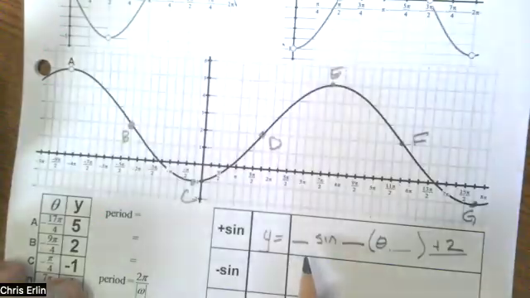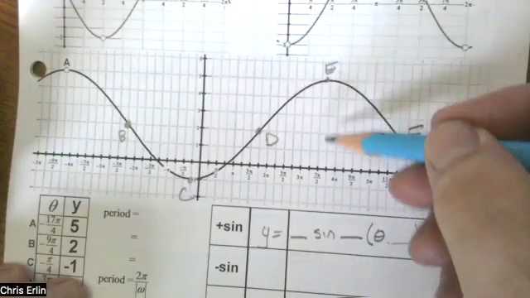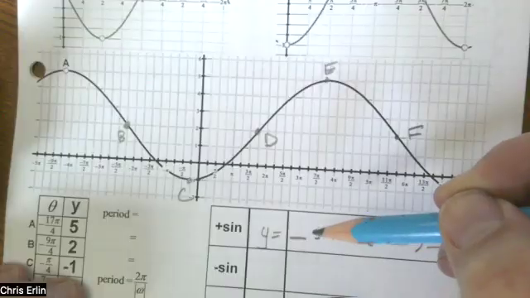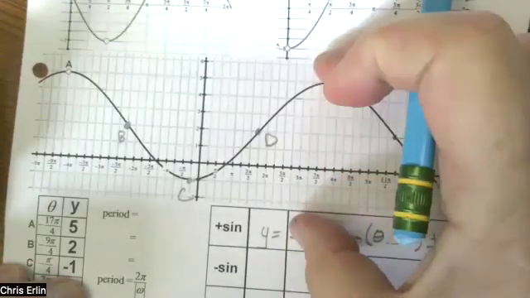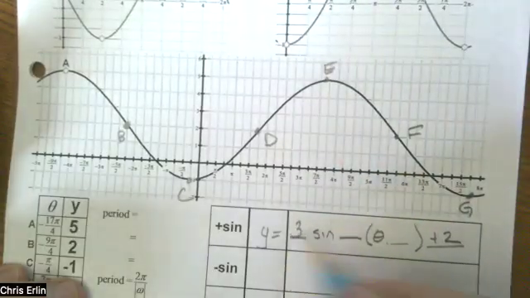What about the amplitude? Good. How'd you get 3? The midline? Good. Or you could take the Y max minus the Y min and divide by 2, right? Find out the whole big gap and cut it in half. That would be the amplitude. 3, okay.